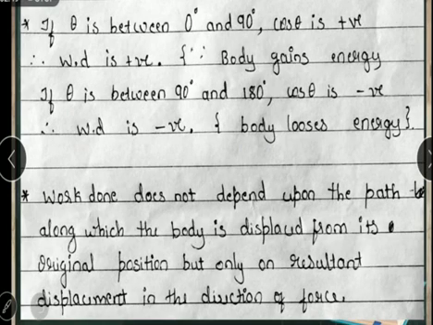Next, if theta is between 0 and 90 degrees, cos theta is positive, so we say work done is positive, and in that case the body gains energy, okay? Next, if theta is between 90 and 180 degrees, so the next quadrant, cos theta is negative. In that case we say work done is negative, or the body loses energy. Okay? So next, work done does not depend upon the path along which the body is displaced. Okay, so it does not depend on the path.